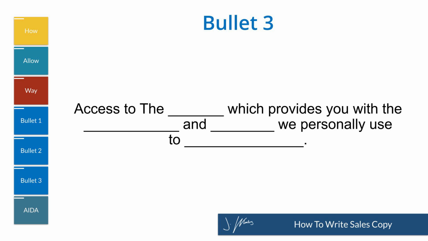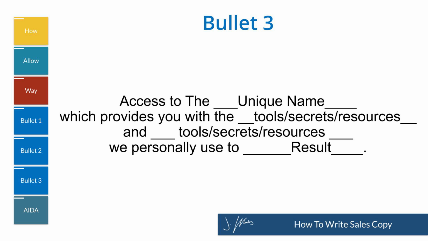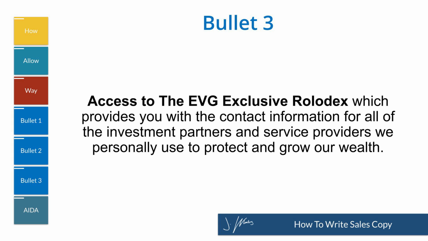So if we went ahead and filled this in, access to whatever the unique name of your offering is, which provides the tools, secrets, resources, and more tools, more secrets, more resources we personally use to achieve XYZ result. So if we put all of this together: access the EVG exclusive Rolodex, which provides you with the contact information for all of our investment partners and service providers we personally use to protect and grow our wealth. And of course, this is something that you can use for your landing pages, your sales pages, and your checkouts. And you can of course deconstruct and move all of the words around as much as you want, but hopefully those are some examples to help you get started with your bullet point writing.